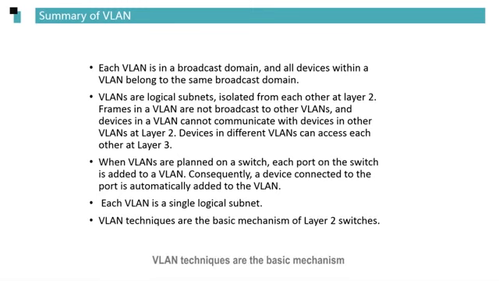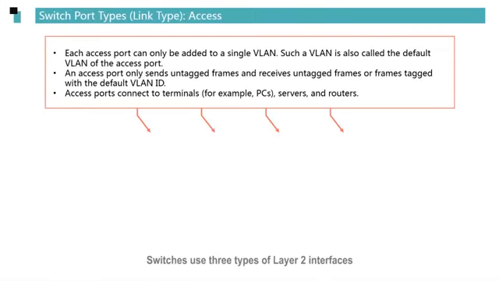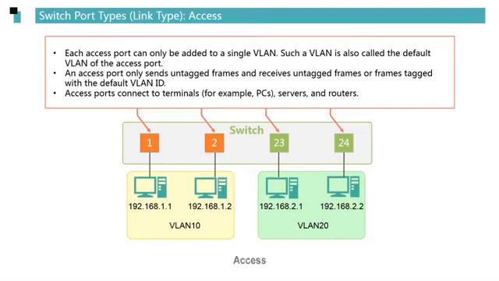VLAN techniques are the basic mechanism on layer 2 switches. Switches use 3 types of layer 2 interfaces: access, trunk, and hybrid. Access ports connect to terminals, for example, PCs, servers, and routers. Each access port can only be added to a single VLAN. Such a VLAN is also called the default VLAN of the access port. Once an access port joins a VLAN, a device that connects to this port is automatically added to the VLAN.